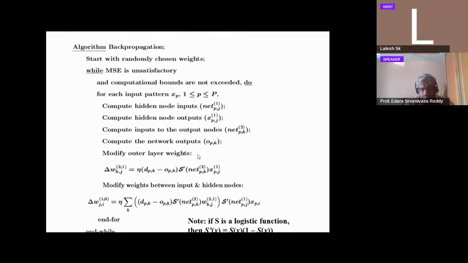So I think I have made the algorithm clear. Why did the name backpropagation come? Feed forward with the backpropagation. Don't be misled. It is not a feedback network. It is not a feedback neural network. It is a feed forward network with errors back propagating.